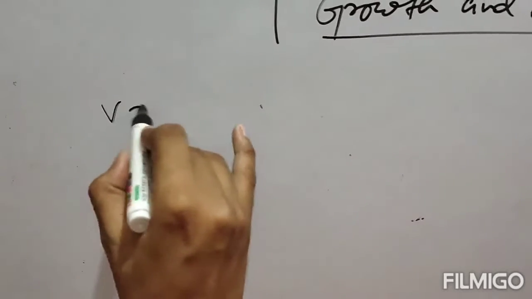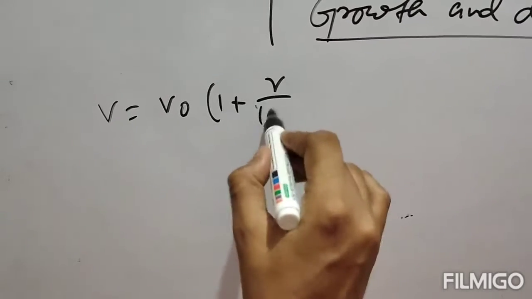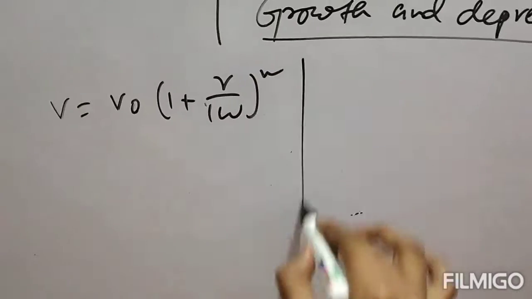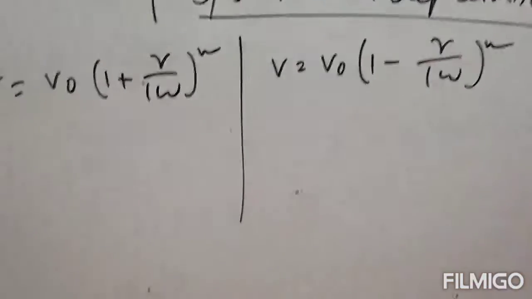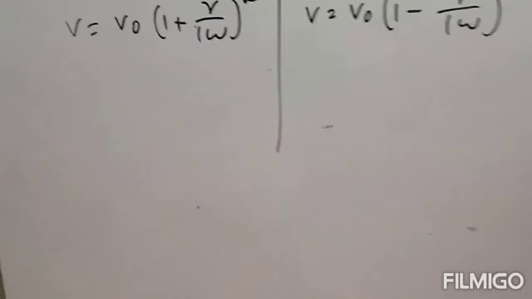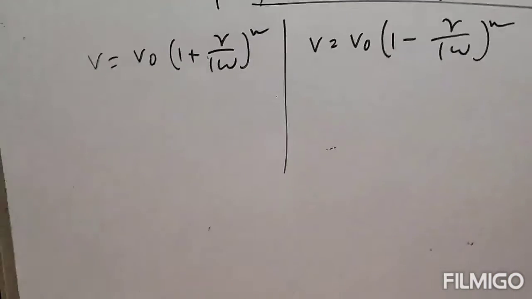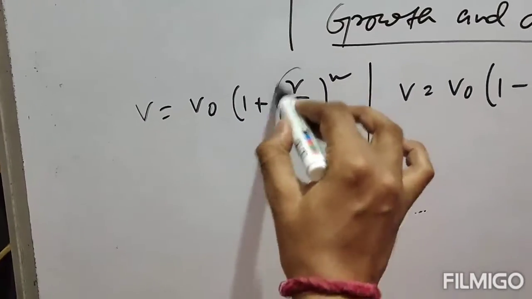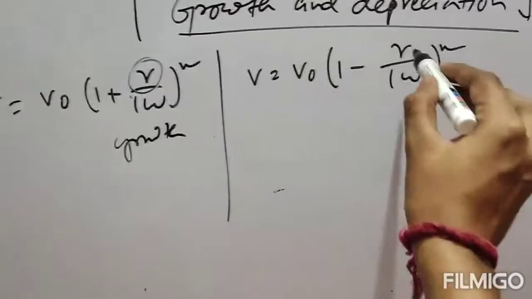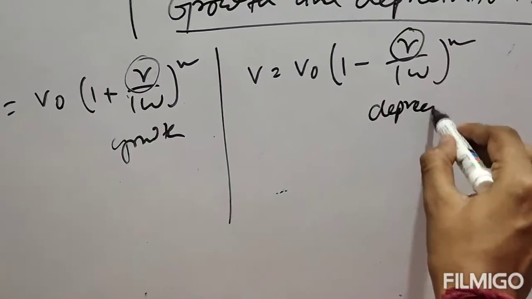Clear? Next, if depreciation is given, the formula of growth is V equals V naught (1 plus R by 100) to the power n. If depreciation, then V equals V naught (1 minus R by 100) to the power n. Here R is the rate of depreciation. In the growth formula R is the rate of growth, and here R is the rate of depreciation.